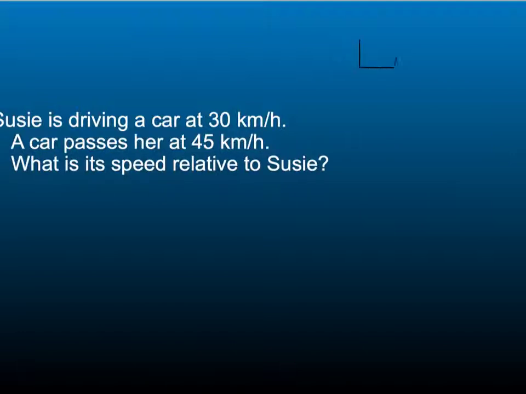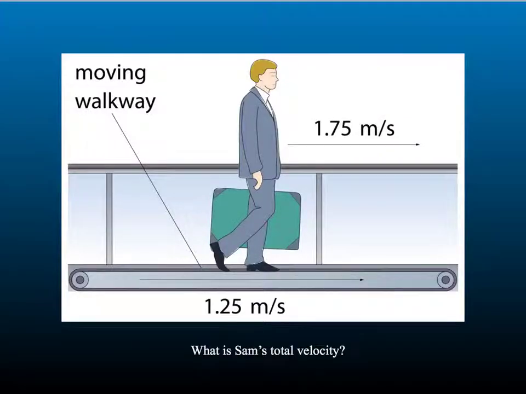Okay, so Susie is driving in her car at 30 km per hour, and the car comes to pass her at 45 km per hour. The relative speed, because they are moving in the same direction, will be 45 minus 30, which is 15 km per hour. Now we're going to start talking about vector sums.